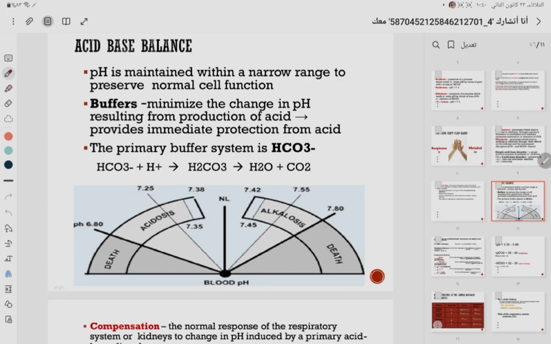Okay, next please. pH is maintained, as we said, in a narrow range through the primary buffering system, which is bicarb. Next. Compensation is a normal process.